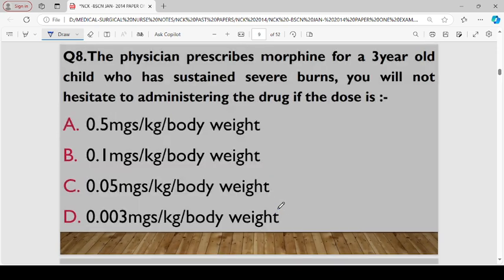But this is autonomy. The physician prescribes morphine for a 3-year-old child who has sustained severe injuries. You will not hesitate to administer the drug if the dose is correct. So what is the correct dose for morphine? Should not be too low, like this one is extremely low, right? Or just low, right? Or too high. This is elevated, right? Best one is 0.1 milligrams per kg body weight.